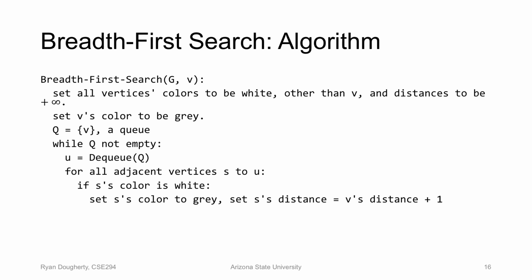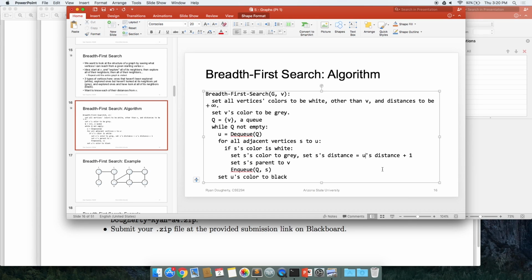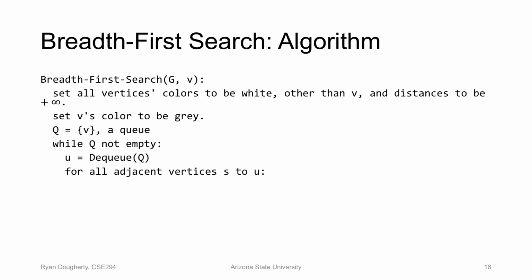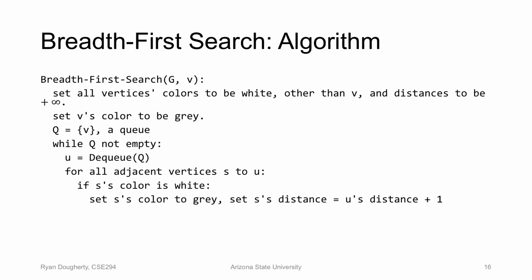And obviously, whatever distance S is from V, I found a way to get to, oh, that's a typo. That should be U's distance, because I want to update distances as we go. Whatever distance U was from V, U is the one I'm considering right now, I just found a way to get to S as the distance from V to U with one more edge. So that's a way to set the distance.